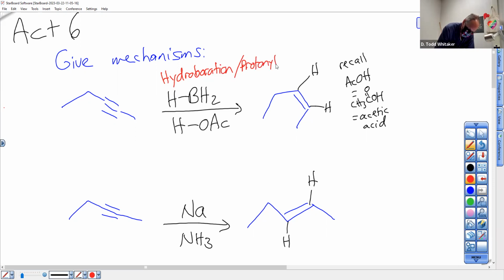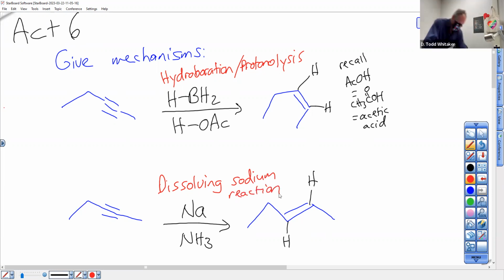Oh boy. Let's just, as opposed to dissolving sodium reaction. Top one's pretty straightforward. We've attacked one of those two atoms before, H or B, B being boron 2.0, hydrogen 2.1. We're attacking boron.